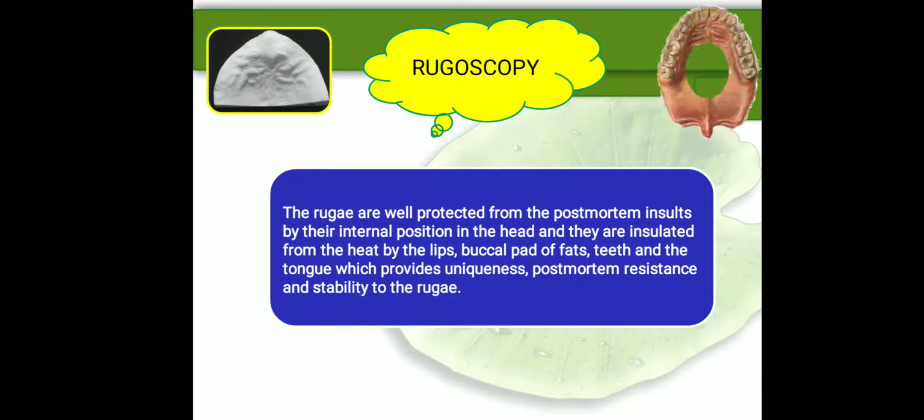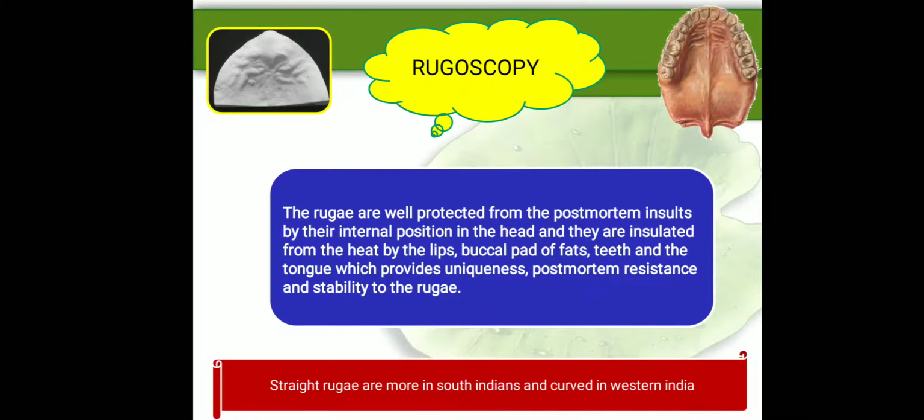Rugoscopy. It is a palatal rugae study, as you can see in the pic. The rugae are well protected from post-mortem insults by their internal position in the head. They are insulated from heat by the lips, buccal pad of fat, teeth and tongue, which means they are preserved even after burning of the individual, which provides uniqueness, post-mortem resistance and stability. Straight rugae are more in South Indians and curved in the western part of India.